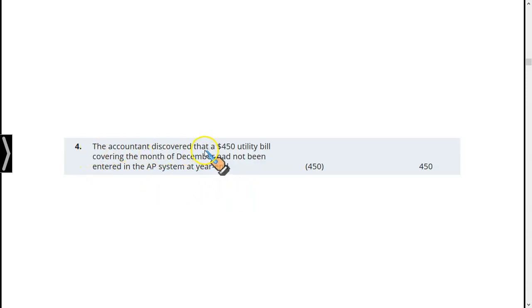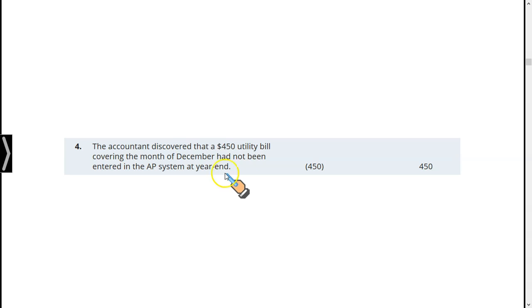The accountant discovered that a $450 utility bill covering the month of December had not been entered in the accounts payable system at the end. It's an expense that would have been brought to the income statement. So you must debit expense.